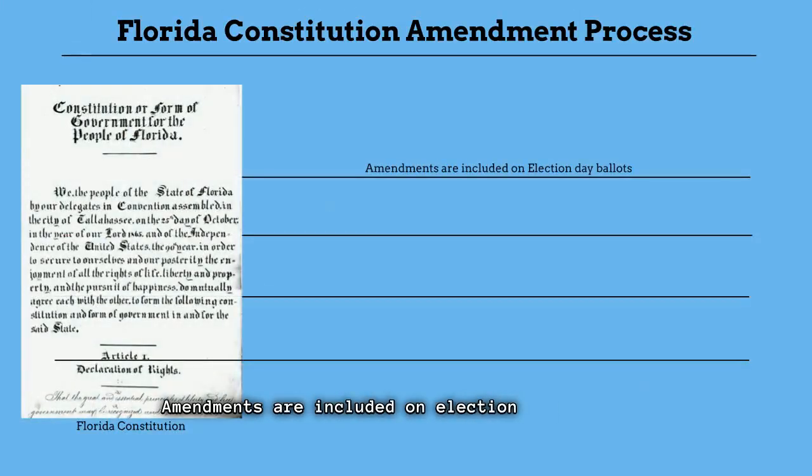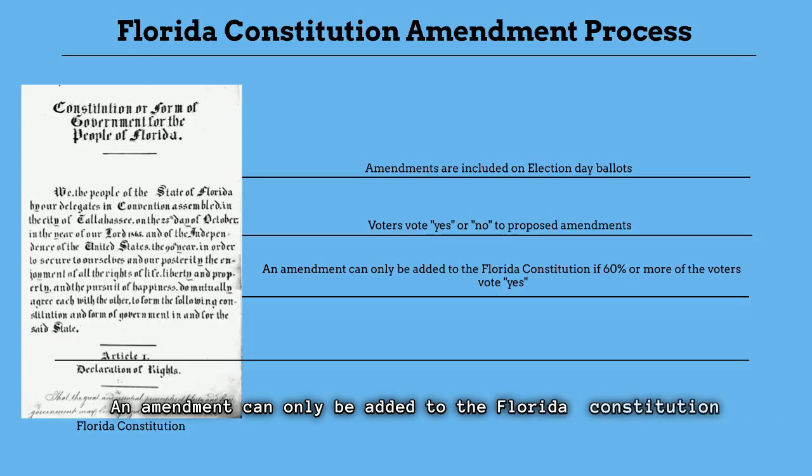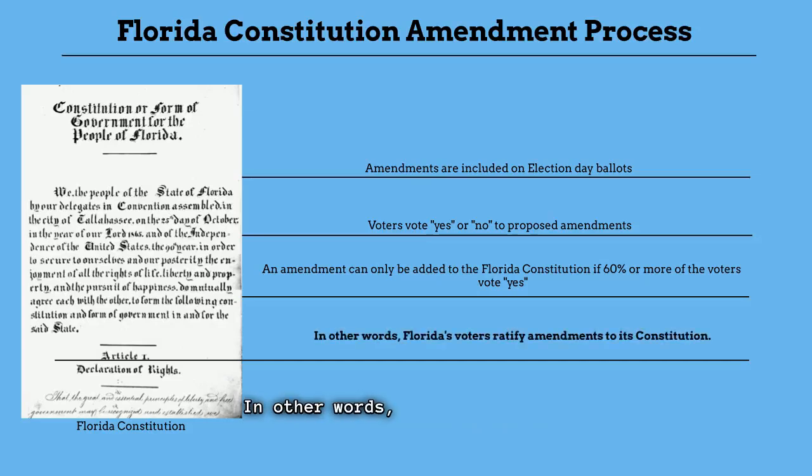Amendments are included on Election Day ballots. Voters vote yes or no to proposed amendments. An amendment can only be added to the Florida Constitution if 60% or more of the voters vote yes. In other words, Florida's voters ratify amendments to its Constitution.